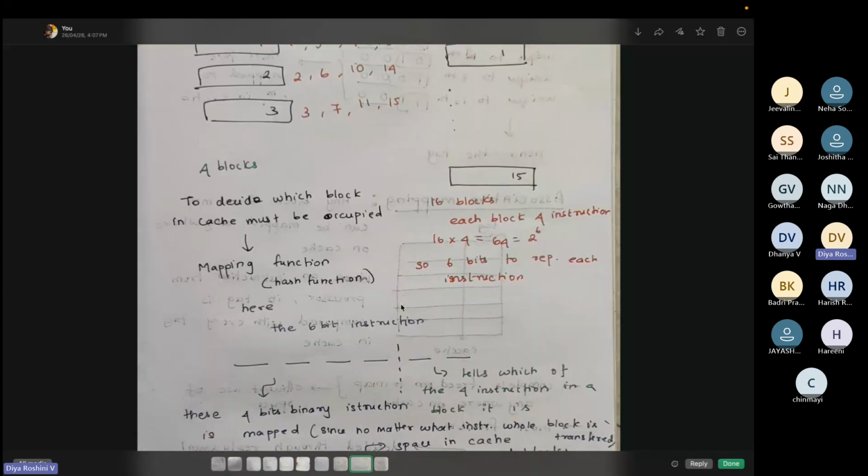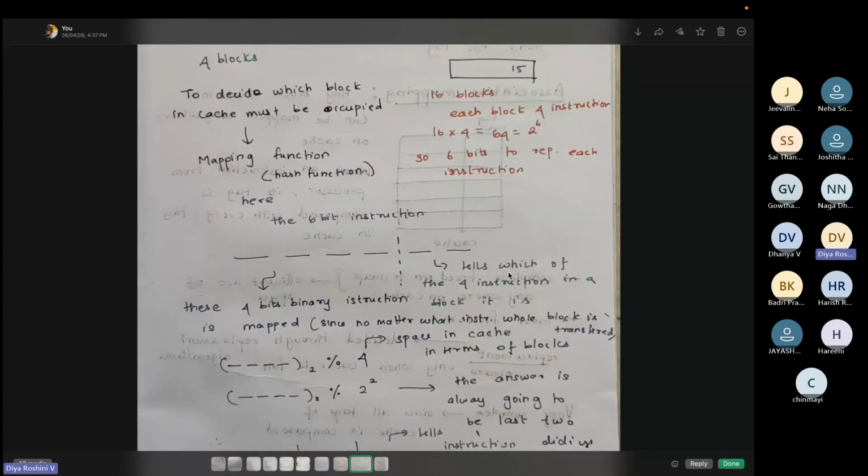So it has 6 bits. And now we can leave the last 2 bits because they are going to tell us which instruction of the block it is going to be. Why do we leave this? Because no matter what the instruction is, the whole block is going to be mapped. So we do not really care whether it's the first instruction or the third instruction. Even if I call the third instruction, the whole block is going to be mapped. So we leave those 2 bits.